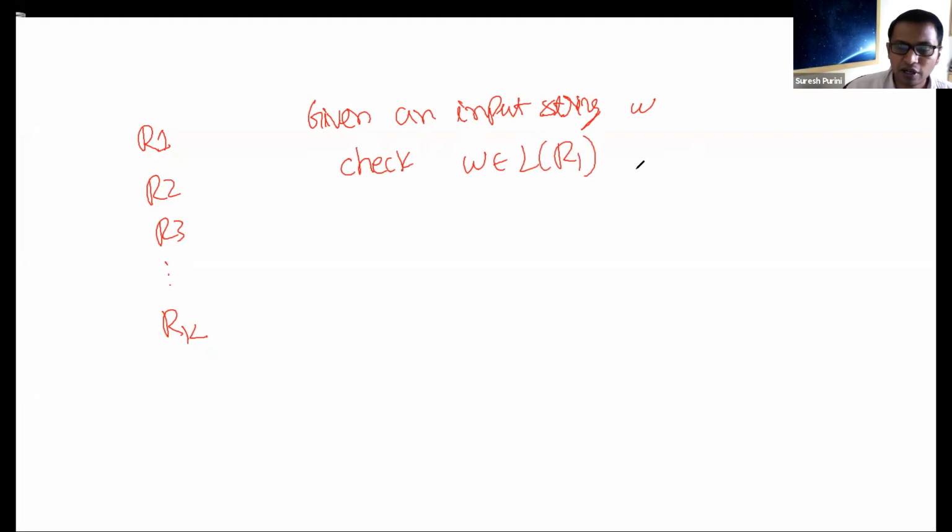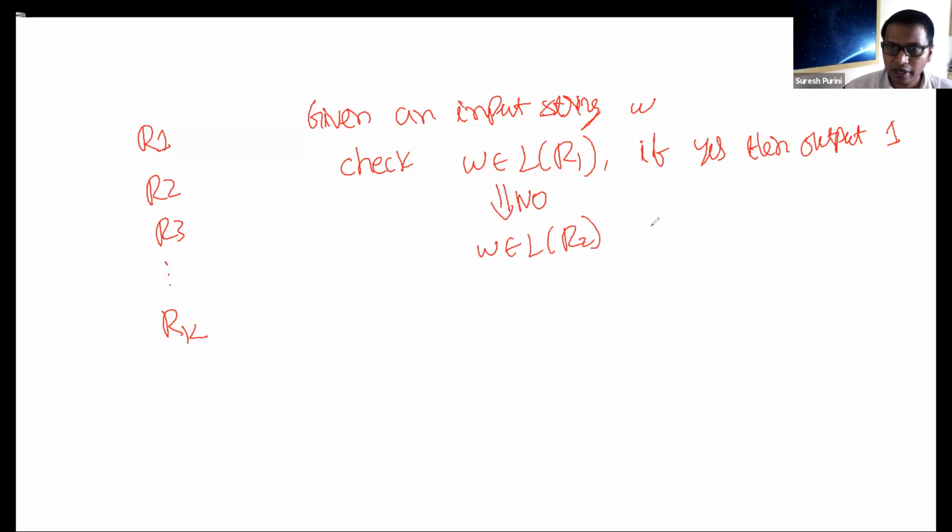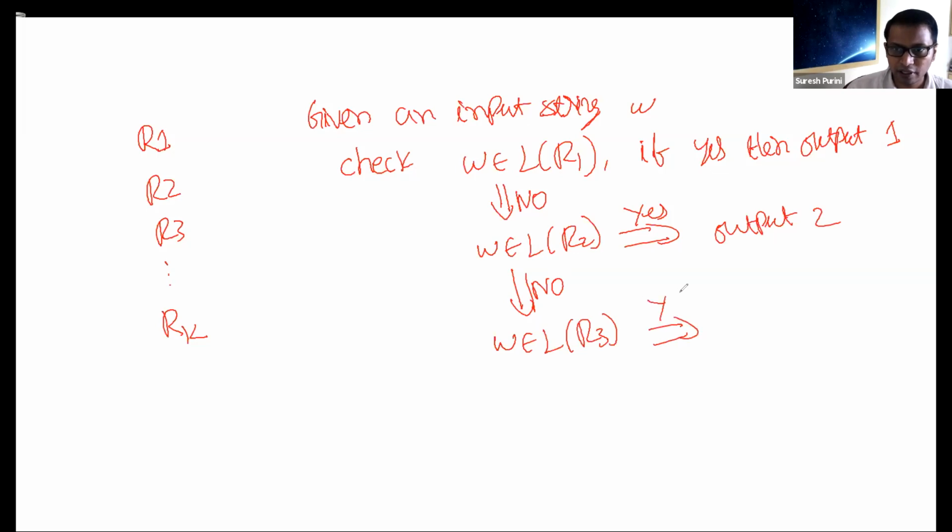If that is the case, then you output the index, index 1, indicating that the string W is described by the regular expression R1. If that is not the case, if the answer to the above is no, then you go ahead and check if W belongs to R2. So there are two paths. If this is the case, then output 2. Otherwise, you go down and check if W belongs to the language described by R3. If yes, output 3, and so on and so forth.